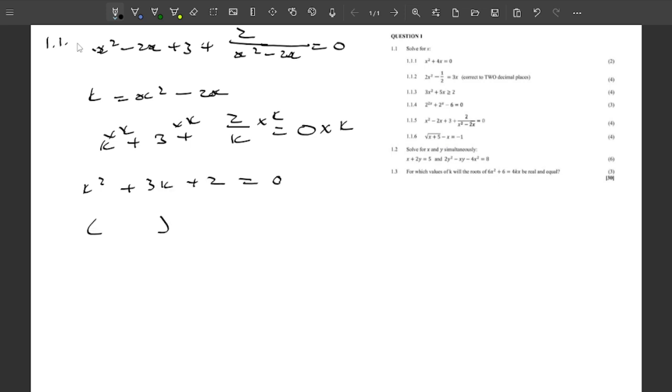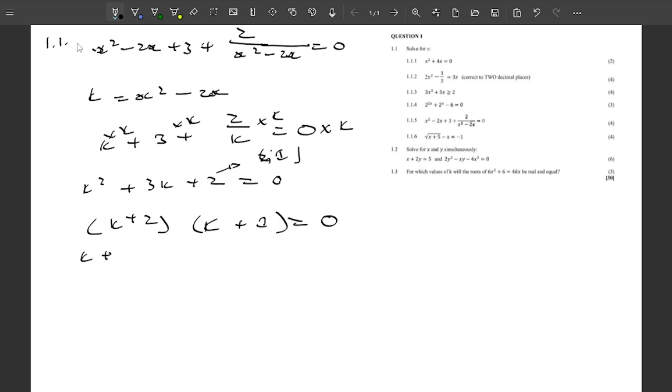And now we can start to factorize it. Since it's a positive value, and when you add the two factors they give you 3, you basically know you're going to have k plus 2 and k plus 1, of which your factors here are 2 and 1. Right? Good.